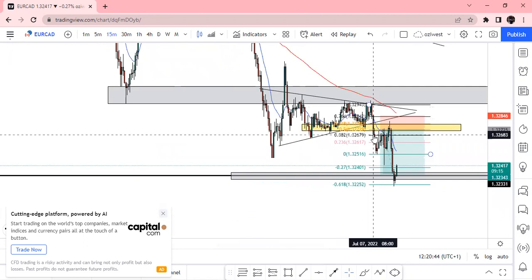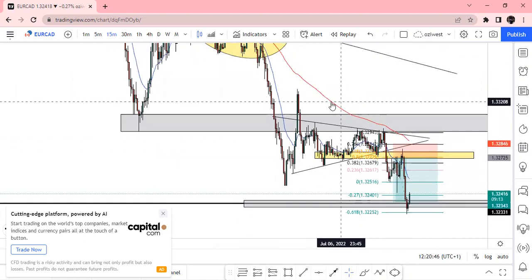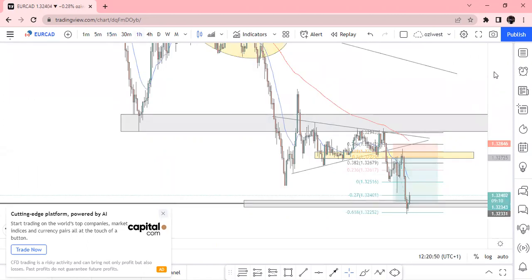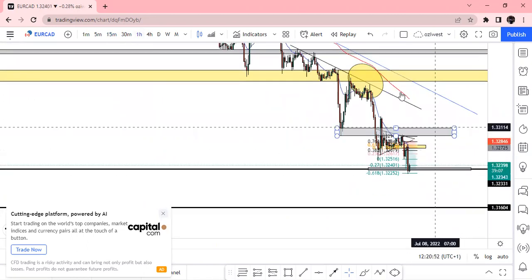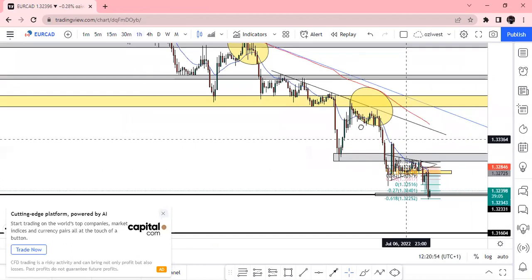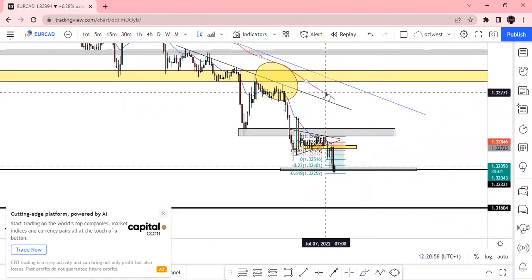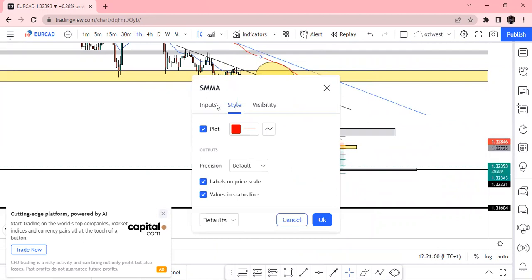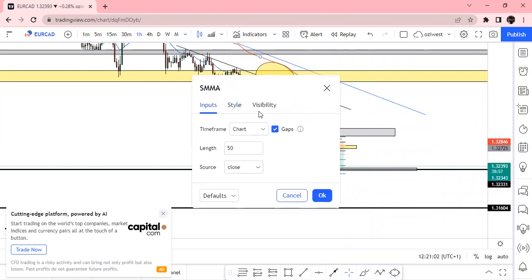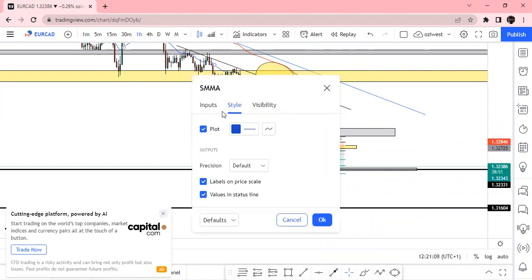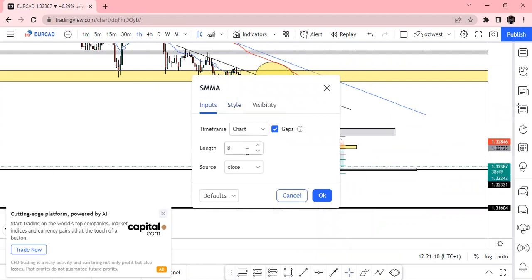Now price broke structure, retested. Our moving averages are still very, very bearish. I think on all time frames, yeah, red over blue. So this moving average here is the 50 smoothed moving average, while the blue one is the 8 smoothed moving average.